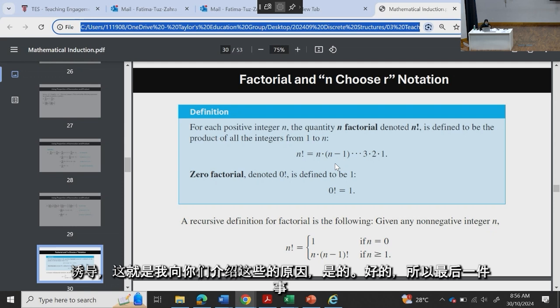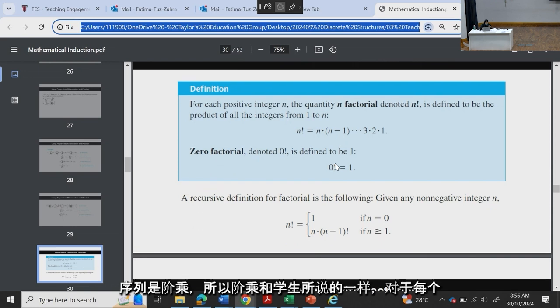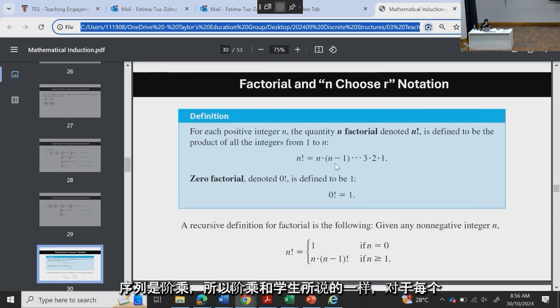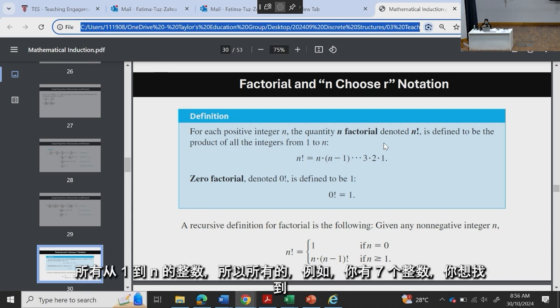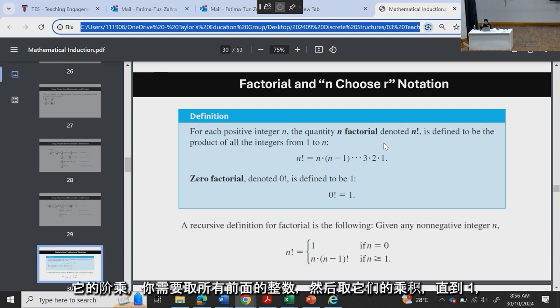Okay. So the last thing in your sequences is factorial. Factorial is the same as what the student has told, that for each positive integer n, the quantity n factorial, denoted as n and then an exclamation mark, is defined to be the product of all integers from 1 to n. For example, if you have 7 and you want to find its factorial, you will take all the preceding integers and take the product of that until 1. So that gives you factorial.